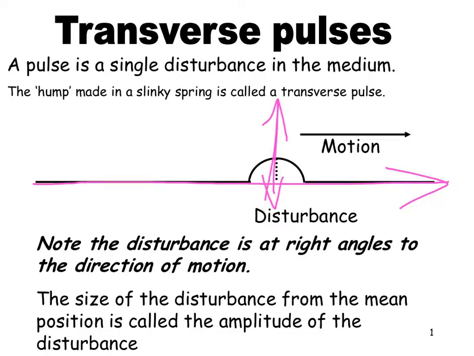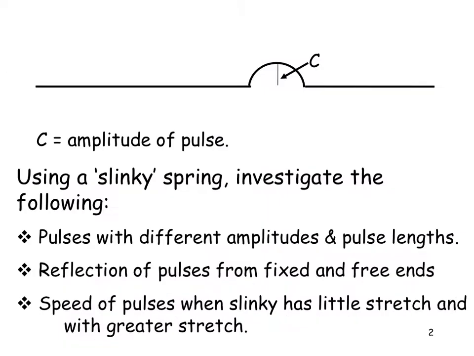We've played with slinky springs to see what happens here. The slinky spring goes up and down, but the energy transfers to the right. The disturbance is at right angles to the direction of motion, and that is going to be your definition of transverse. The size of the disturbance from the mean position is called the amplitude. The mean position is where it was sitting if it was still.